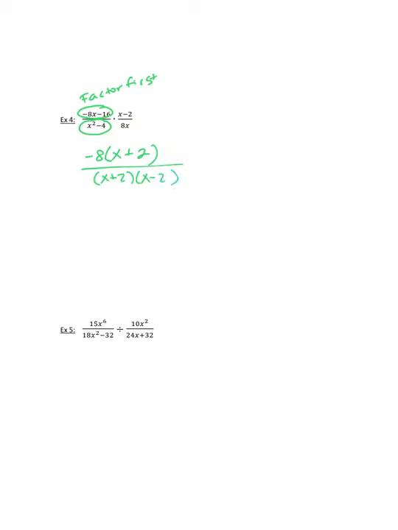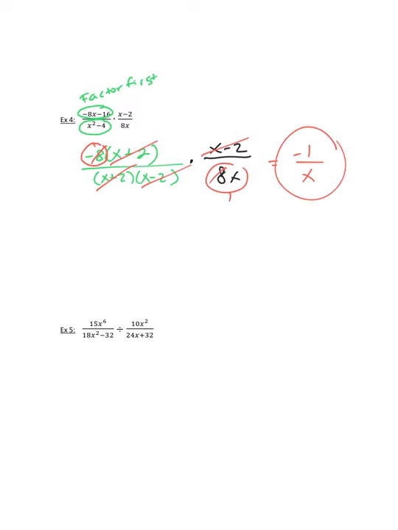And then on the other side, I don't have anything that can be factored. X minus 2 can't be factored. I copy it down. 8x is a monomial, can't be factored. So now I cross cancel common binomial factors. So x minus 2 and x minus 2 divide out to equal 1. X plus 2 and x plus 2 divide out to equal 1. And then the monomials can simplify with the monomials. The 8 and the 8 have a common factor of 8. So I'm left with negative 1 in the numerator and x in the denominator. And that's it. Simplified.